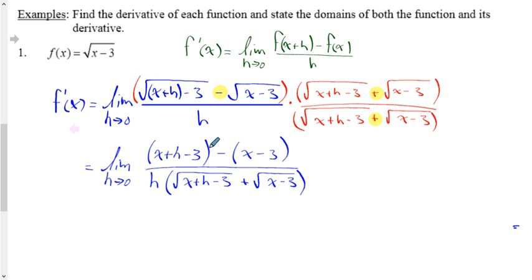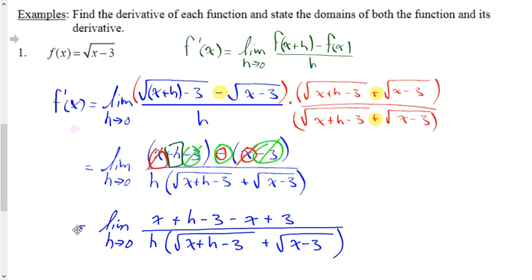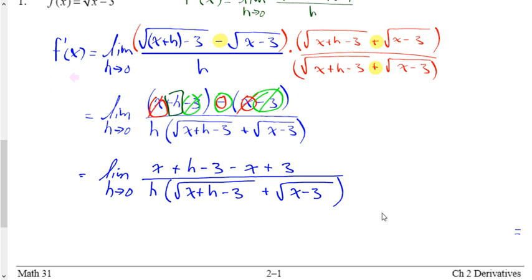And then once I've done that, I can look and see, well, how can I simplify this? Here I have an x minus an x. They cancel out. And here I have a negative 3 minus a negative 3. They cancel out. So all that I'm left with in my numerator is this h. And that's what we'll see in the next line here. Oh, I even showed distributing. There we go. I made it simple for us.